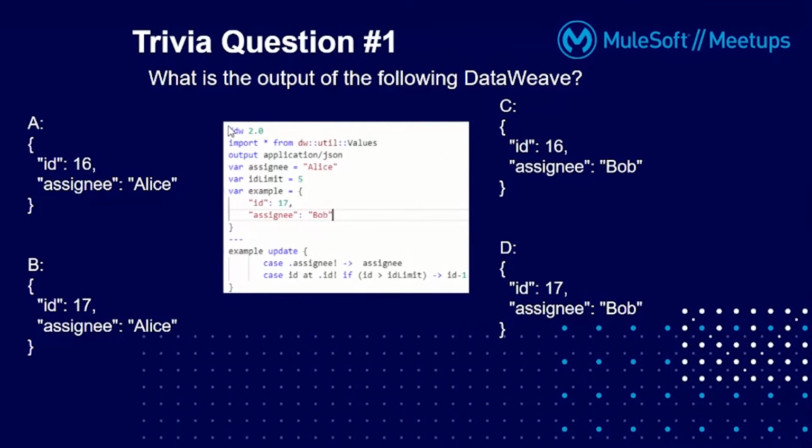The second line, this case ID, add ID. In that case, again, we're looking to see if the ID key value pair exists. If it does, we are taking the value of it, calling it ID, and then comparing it to this ID limit, which seems to be set at 5. Since 17 is greater than 5, we will indeed decrement it by 1, so our new ID will be 16.